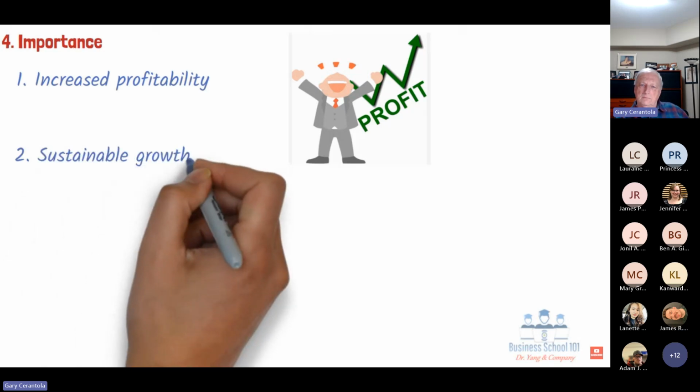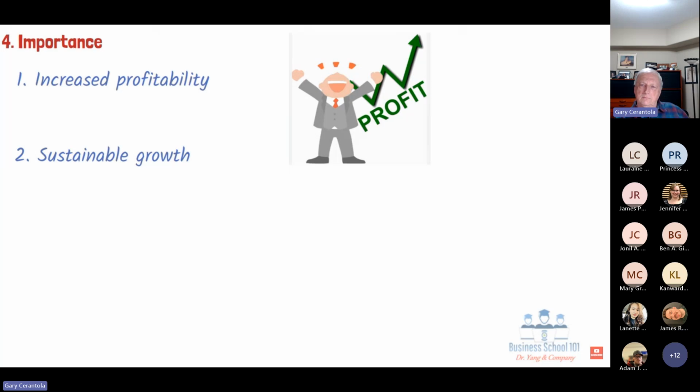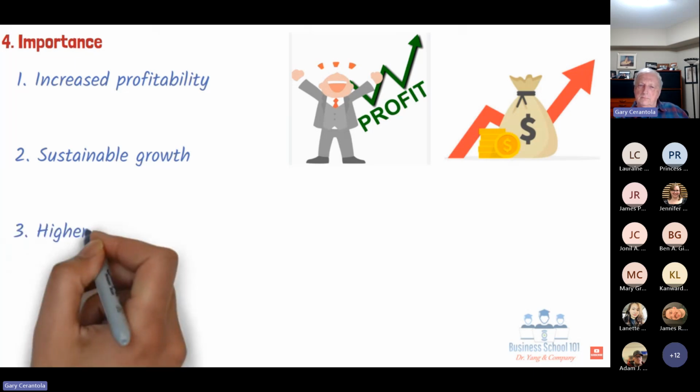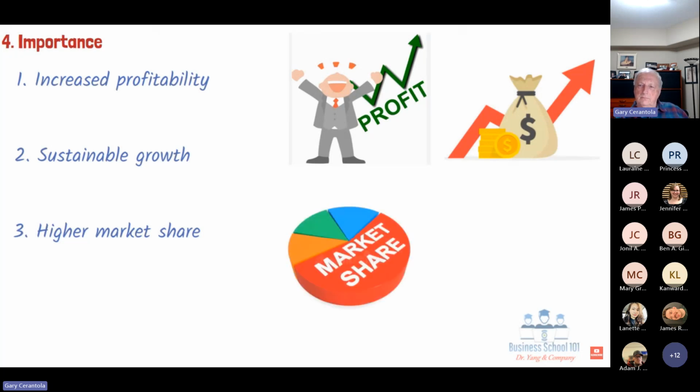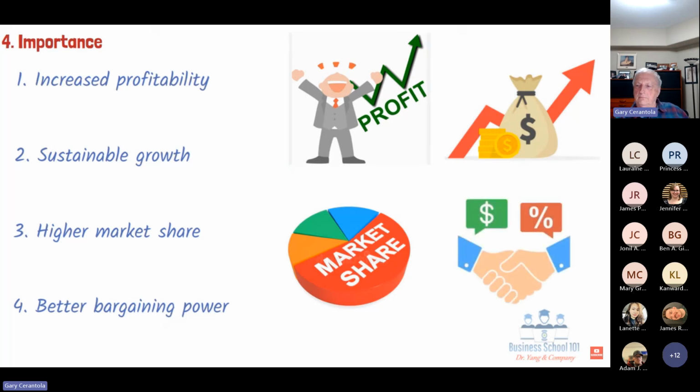Second, sustainable growth. A company that has a competitive advantage is better equipped to sustain its growth over time. By creating a unique position in the market, a company can build a loyal customer base that is less likely to be swayed by competitors. Third, higher market share. A company with a competitive advantage is more likely to capture a larger share of the market. This can lead to increased brand recognition and a stronger position in the industry. Fourth, better bargaining power. A company with a competitive advantage is in a stronger position to negotiate with suppliers, distributors, and other stakeholders. This can lead to better pricing and terms, which can further enhance the company's competitive position.